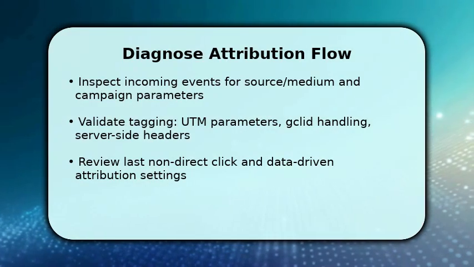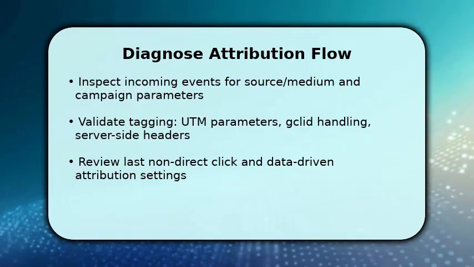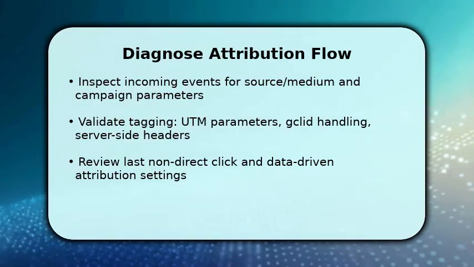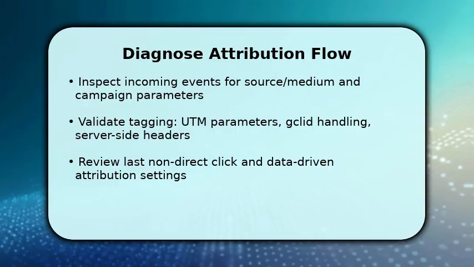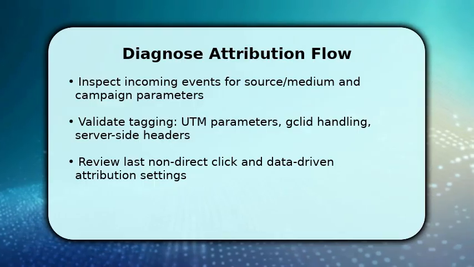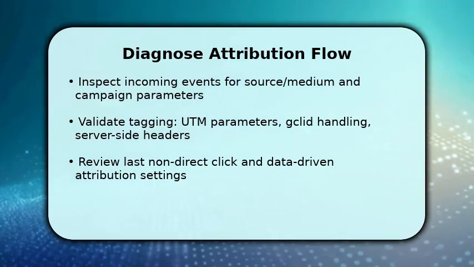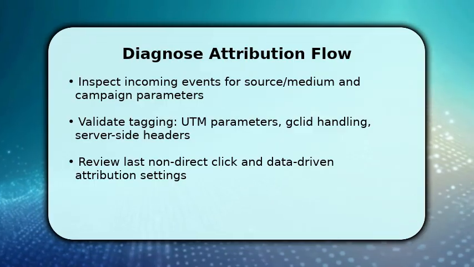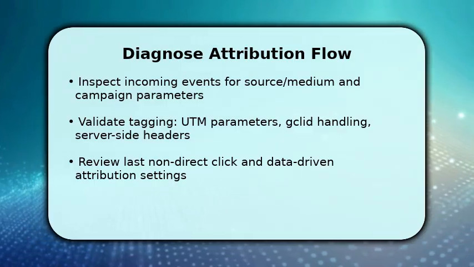You now focus on the attribution pipeline. Inspect incoming event payloads for source, medium, and campaign values so you know where data is lost. If UTMs are missing, validate tagging across landing pages, redirects, and server-side headers. Make sure gclid pass-through is preserved when using auto-tagging.